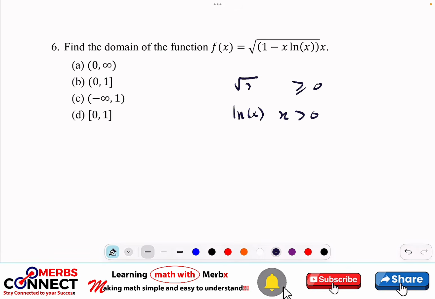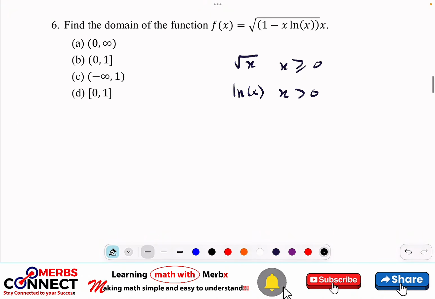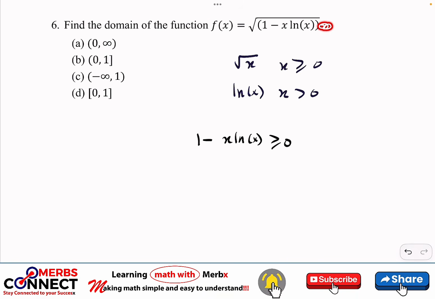And then here, if I have square root of x, it should be greater than or equal to 0. So that's the idea that we are going to use to do this. All right, so let's see what we can do here. So I can pick 1 minus natural log of x being greater than or equal to 0. Now remember, this x is not under the root, right? So I'm going to have this.